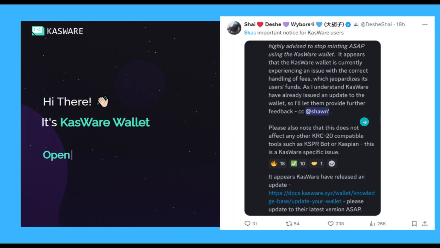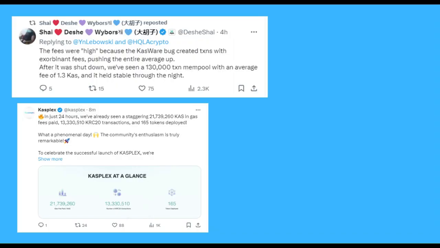But just really important to note, don't think that in any way is a negative mark towards KAS as the layer 1. KAS as the layer 1 worked perfect and performed perfect. The Kasware wallet is a completely separate thing that's just built on KAS, but has nothing to do with the development team of KAS, has nothing to do with KAS in general. It's just a decentralized app that's built on the KAS layer 1.